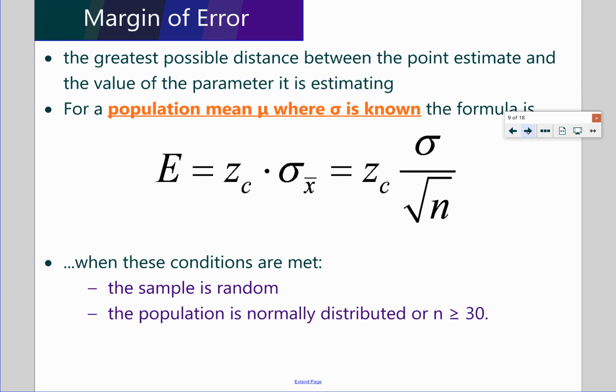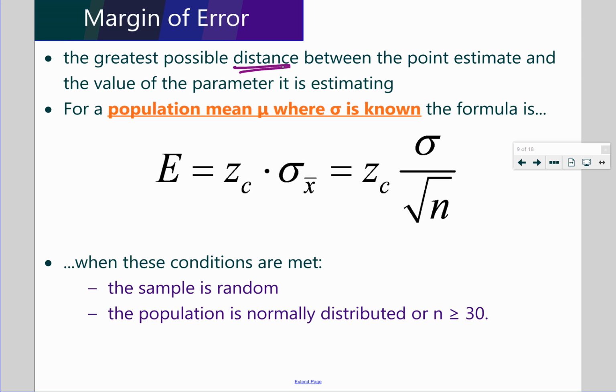All right, so let's figure out how to actually calculate that margin of error, because it's not something you're going to be given. Margin of error is the greatest possible distance. Now we're talking about a distance. So like Hannah mentioned earlier, it's always going to be a positive number between the point estimate and the parameter that we're estimating. And when we say parameter, remember that means population. So we're talking about the greatest distance between our sample mean and our population mean, what that could potentially be. It's the ends of those intervals that we're trying to figure out.